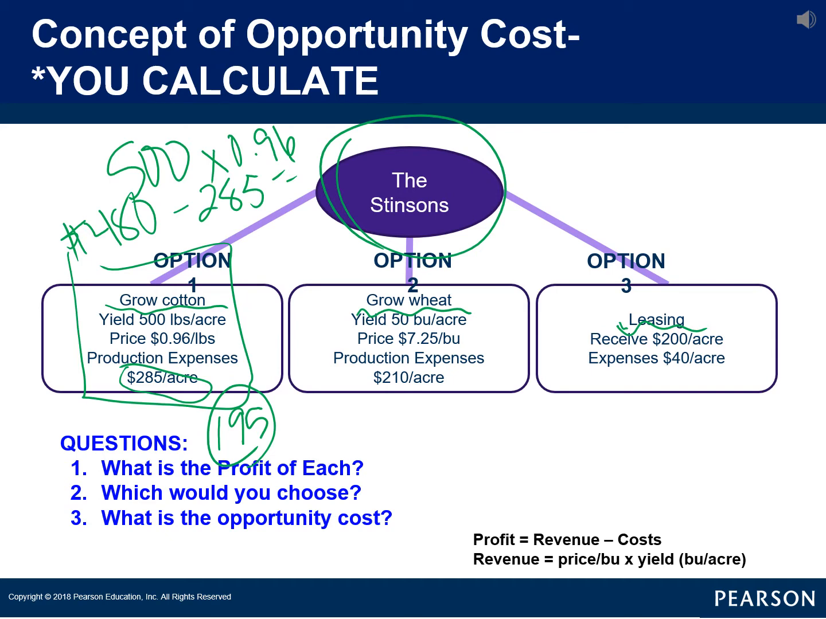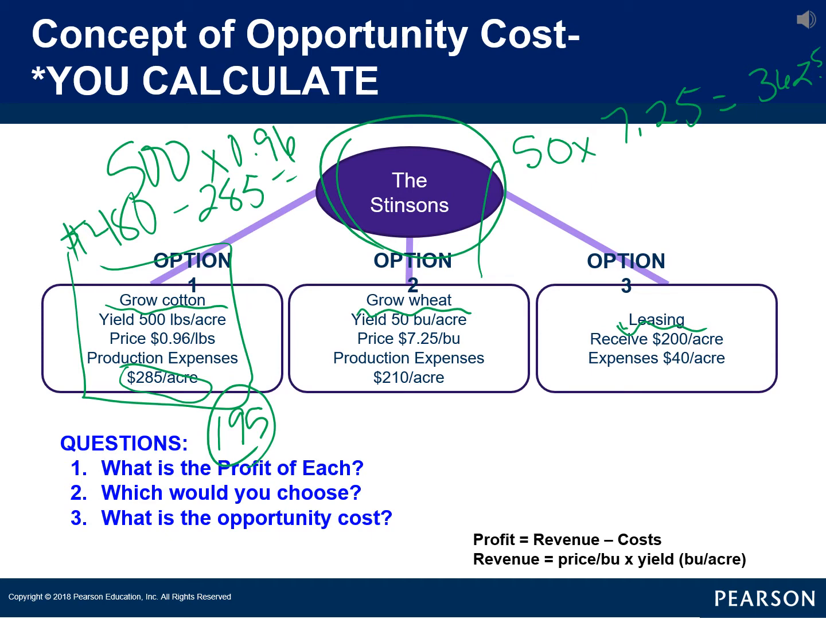For the second scenario, if I were to grow wheat, I would get 50 bushels per acre. Price of wheat is $7.25. So 50 times 7.25 is $362.50.